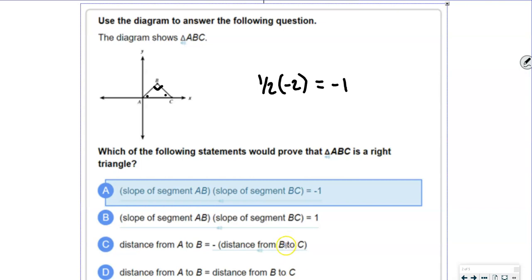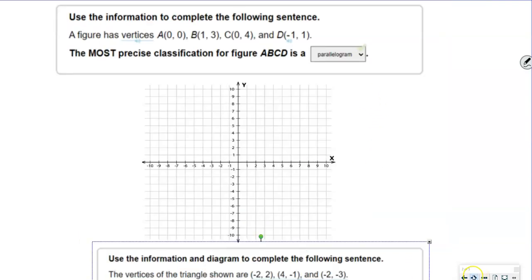So remember, we don't care about distances. So it's going to have to be slopes, guys. So it's either going to be A or B, and obviously when you multiply a slope times a slope, this would be like 1/2 times 2. That would be equal to 1, right? But there's no negative, okay? So that's why the answer is not B as well, okay?